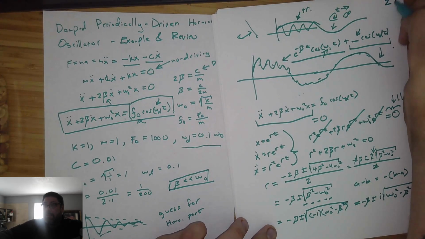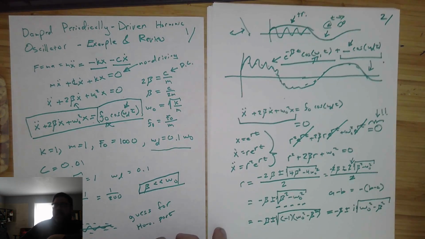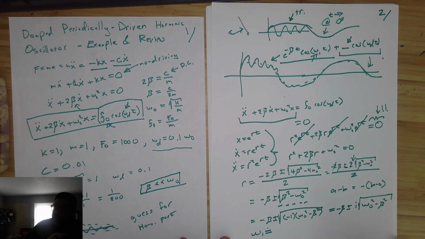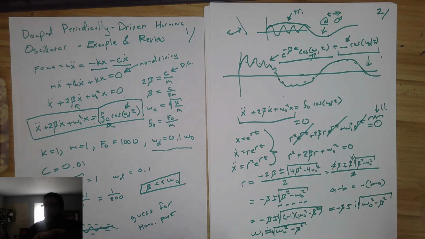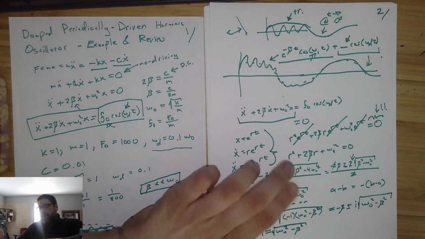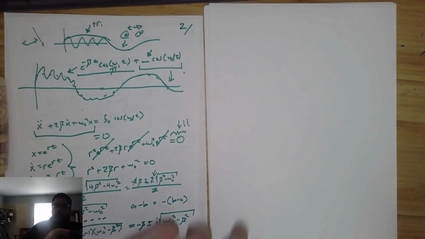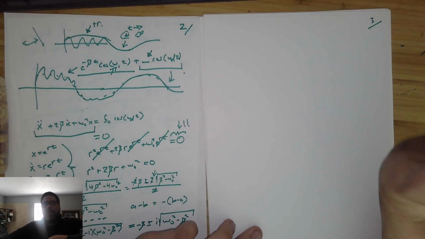I'll just call this page 2, so we have that there. Hopefully that's clear. And we'll make a simplification here, and let's just set omega 1 equal to the square root of omega naught squared minus beta squared. Okay, so now we're getting somewhere. Let's keep going. And this is page 3.